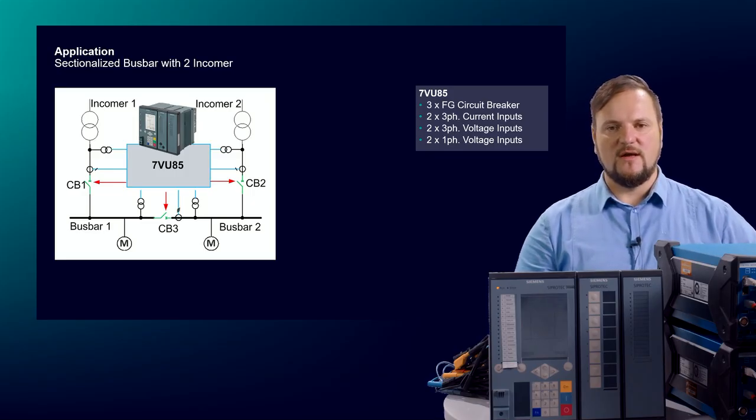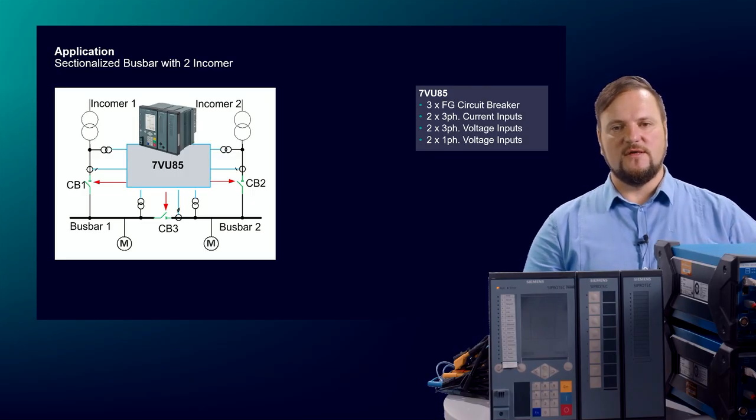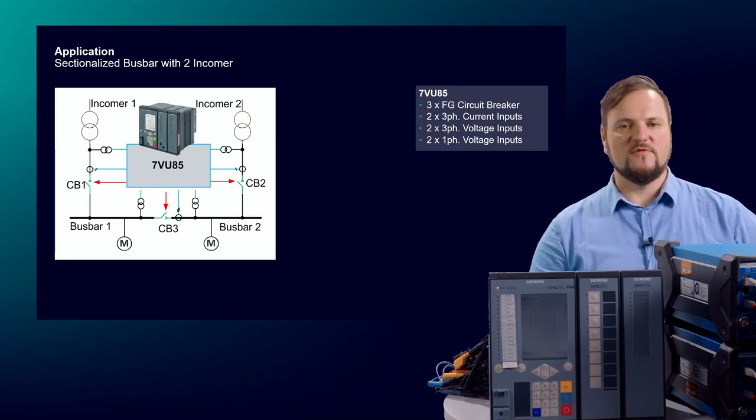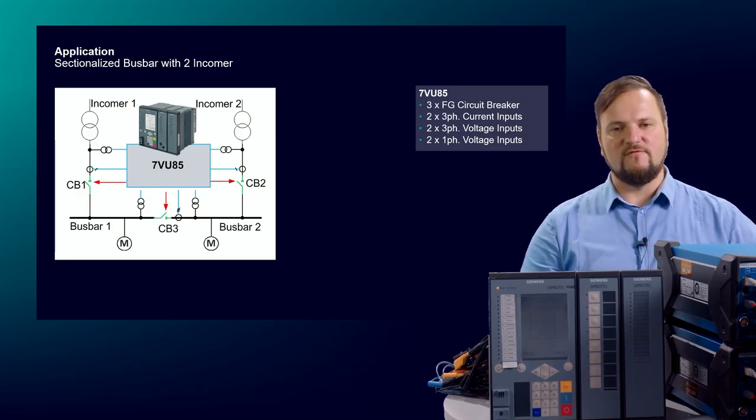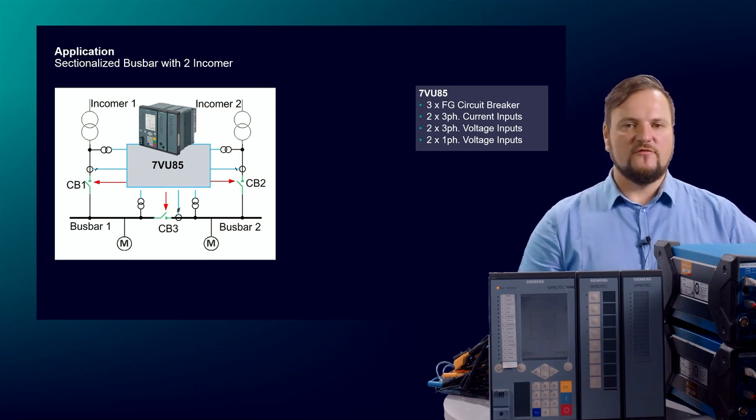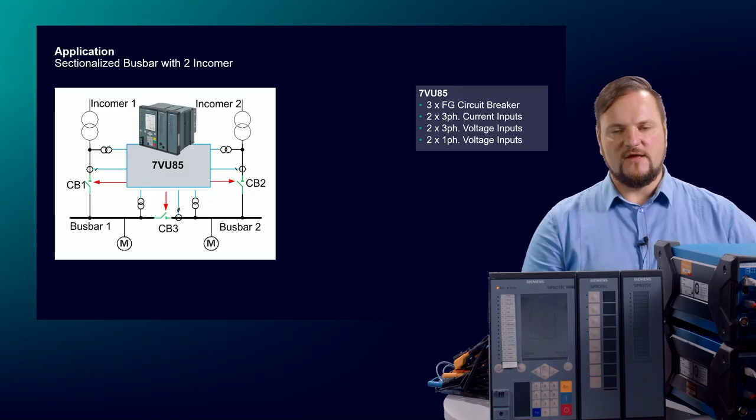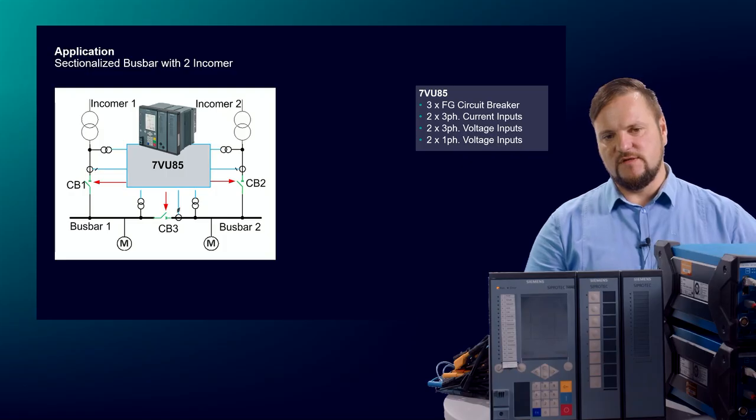CB circuit breaker. We have 2 times the current from the incomers, 3-phase currents. We have 2 times the voltage in the inputs, 3-phase from busbar 1 and busbar 2. And we have 2 times a single-phase, phase-to-phase voltage input from the incomer. And this is the minimum requirement for the HSBT system.